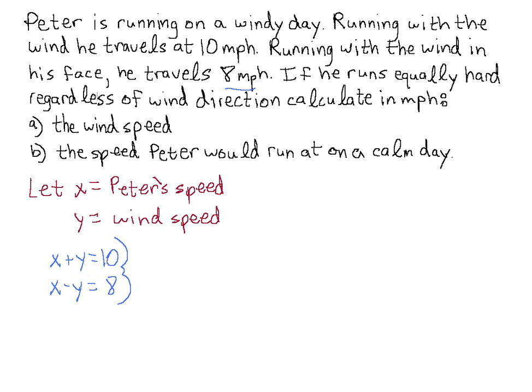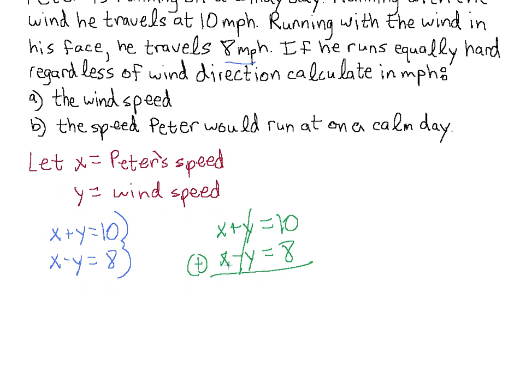So let's go ahead and use elimination. Let's go ahead and add these two equations because we have one variable where the coefficients are opposites. We have a plus y and a minus y. So we can go ahead and add these two equations to solve for one of our variables. So we have x plus y equals 10. We're going to add the second equation to it, x minus y equals 8. These two terms will cancel. So we have x and x is 2x equals 10 plus 8 is 18.